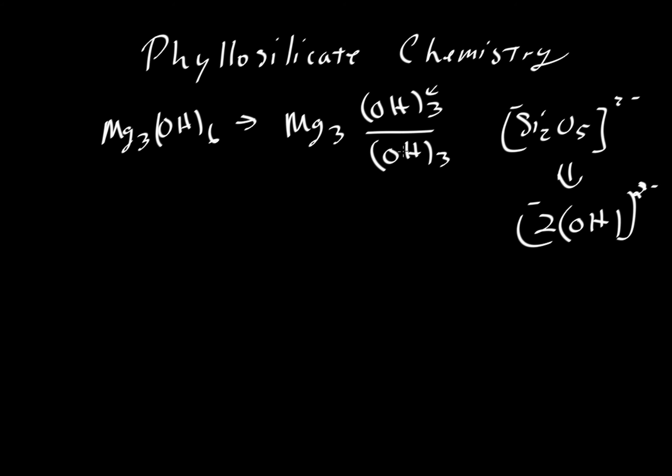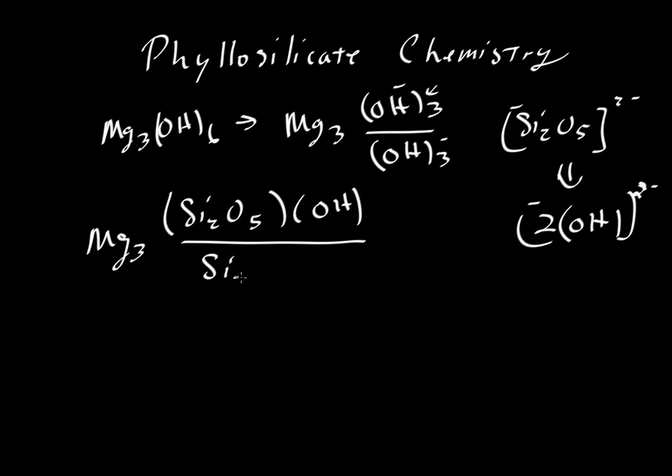Well, in the earlier video, we created the minerals lizardite and kaolinite by putting the Si2O5 unit on top. What if we made that switch both top and bottom? If we did that here, we would have Mg3 with Si2O5 on top, and then an OH over here that's left over, and then an Si2O5 on the bottom, and then another OH here on the bottom.